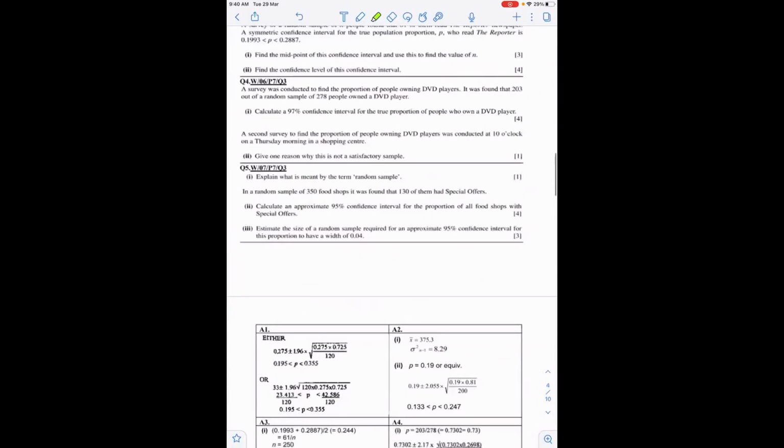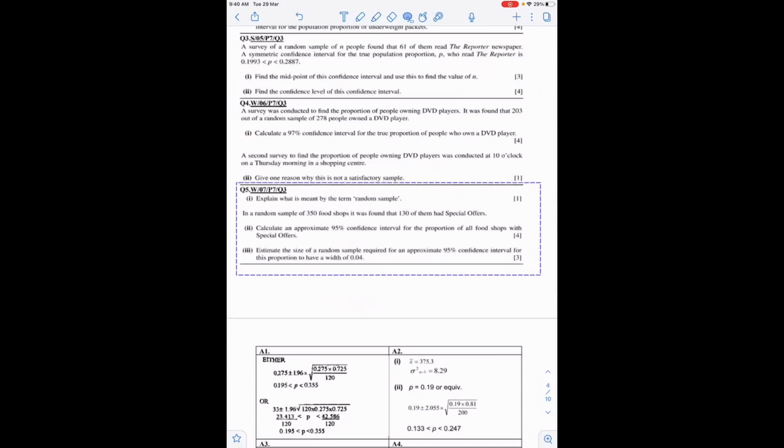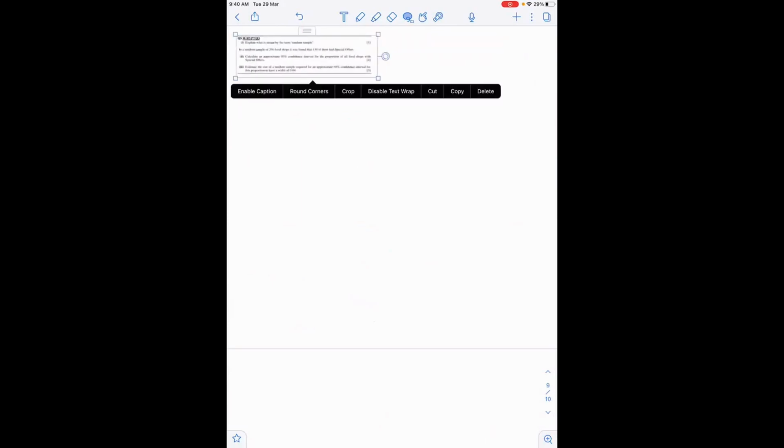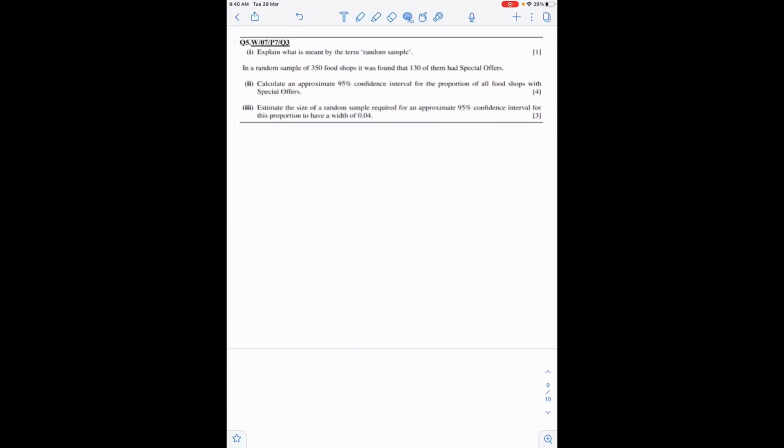I'm doing the fifth question. Okay, explain what is meant by the term random sample. A random sample is the one in which every member of the population will have an equal chance of being selected.